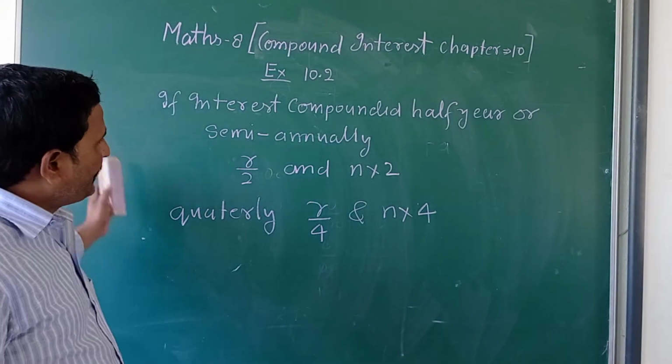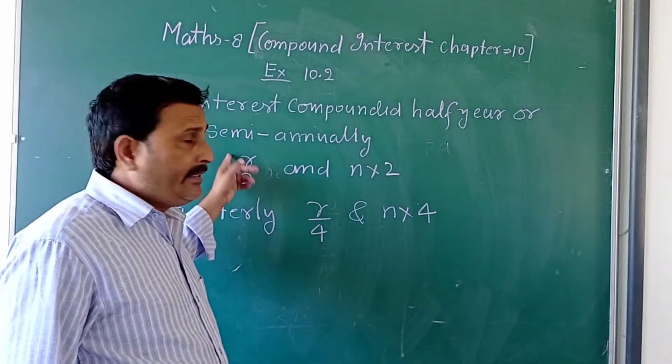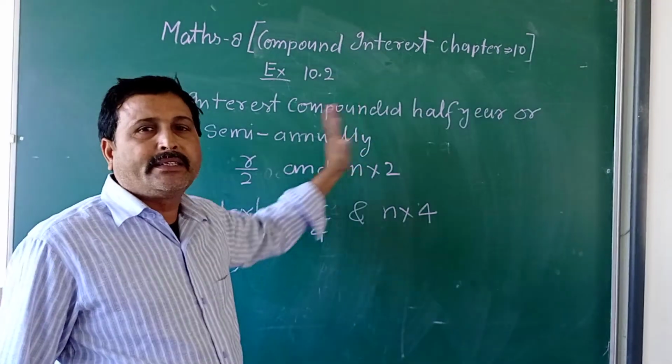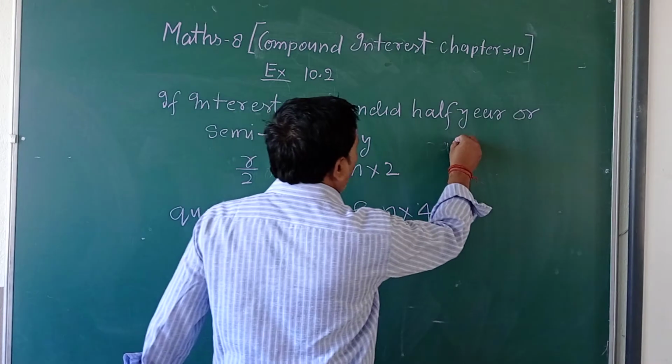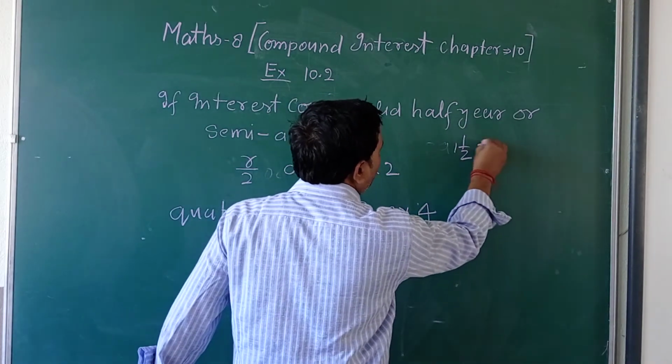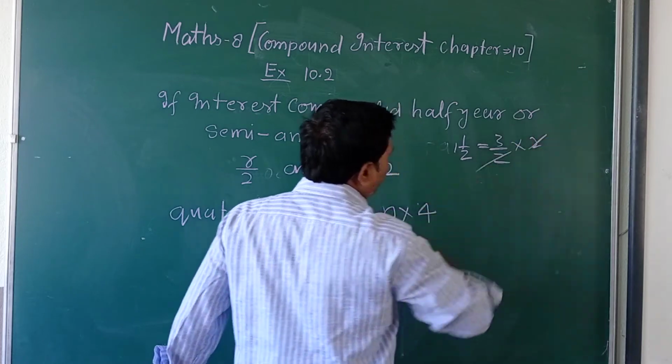Maybe in the question the rate given is 10%. If interest is compounded half yearly, the rate will be 5%. Time given is 1 and 1 by 2 years, that is 3 by 2, multiplied by 2, that will be 3 years.